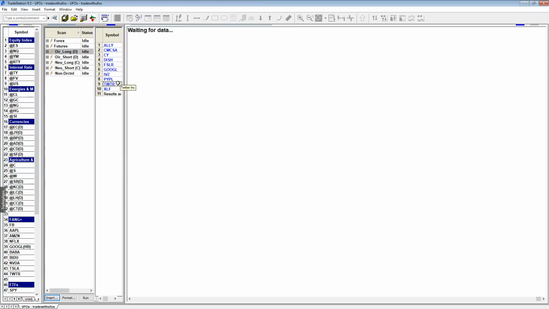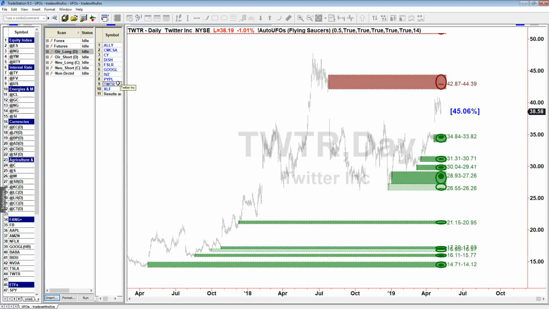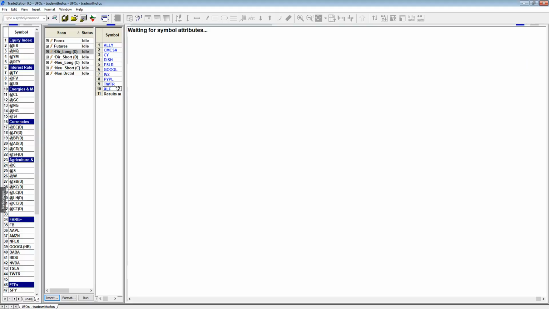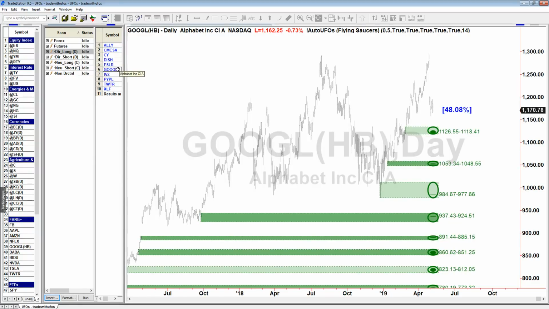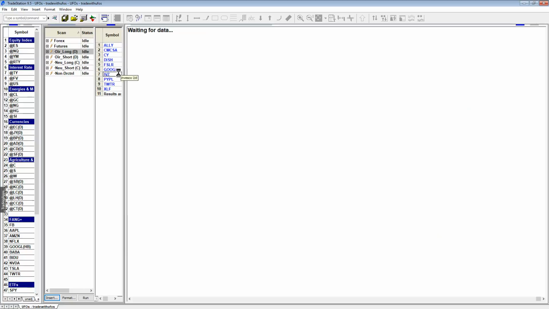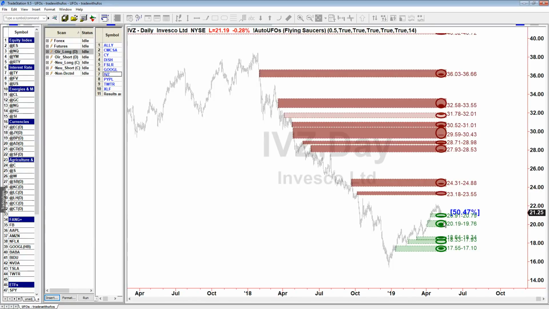Okay, so PayPal was kind of in the middle of nowhere a little bit. Twitter a little bit in the middle of nowhere, and XLF, the financial ETF, not too bad, but not as good as Invesco or Google. Okay, Google getting closer to the green, Invesco in the green, okay, with another UFO below. So those two stocks out of what I just saw at the speed of light will be the two stocks that catch my attention the most. And funnily enough, one is very cheap and the other one is quite pricey.